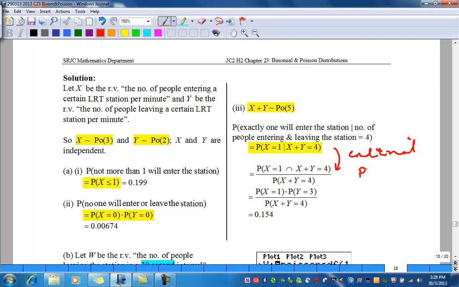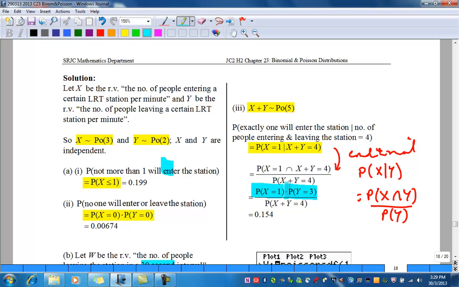And if you recall conditional probability, probability of x given y is equal to probability of x intersect y over probability of y, which gives rise to probability of x equals 1 intersect x plus y equals 4 divided by probability of x plus y equals 4. Take note that at the numerator we have probability of x equals 1 already, and since x plus y must be equal to 4, therefore probability of y must be 3, divided by probability of x plus y equals 4, and using a GC you'll be able to get 0.154.